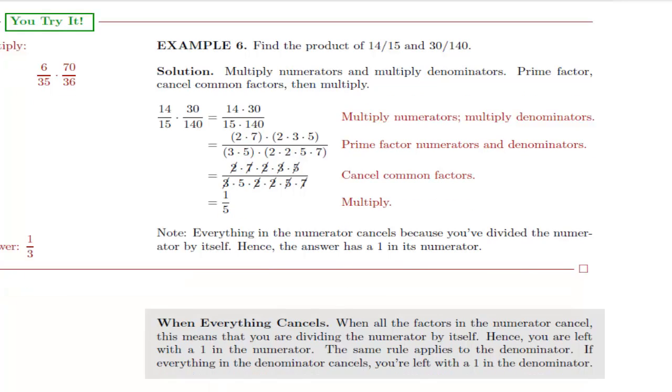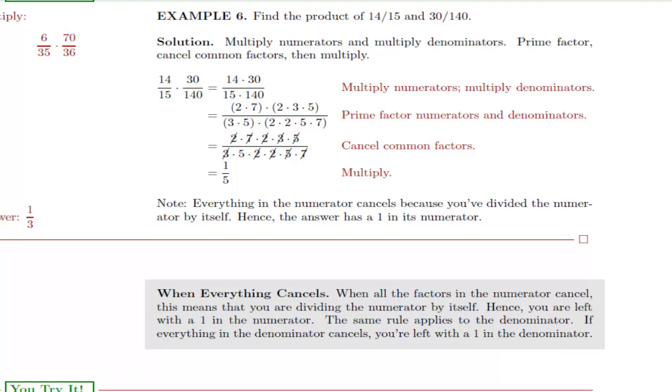Solution. First, multiply numerators and denominators to get 14 times 30 over 15 times 140. Then, find the prime factors of the numerators and denominators. So in the numerator, we have 2 times 7 times 2 times 3 times 5. And in the denominator, we get 3 times 5 times 2 times 2 times 5 times 7. Cancel the common factors so that we're left with 1 in the numerator and 5 in the denominator.